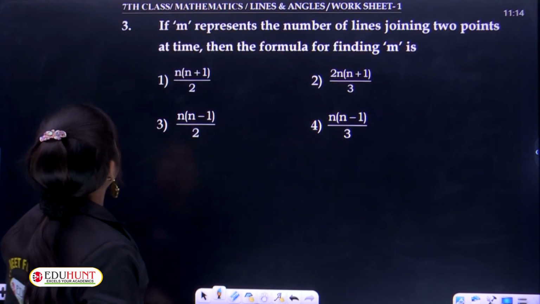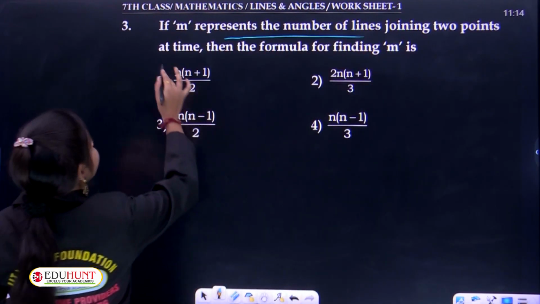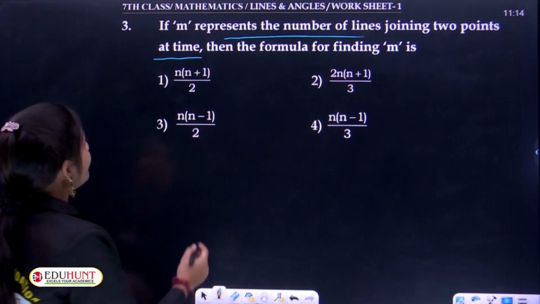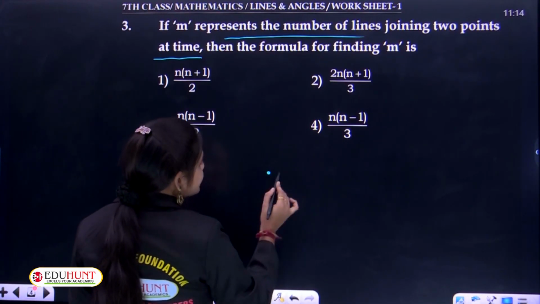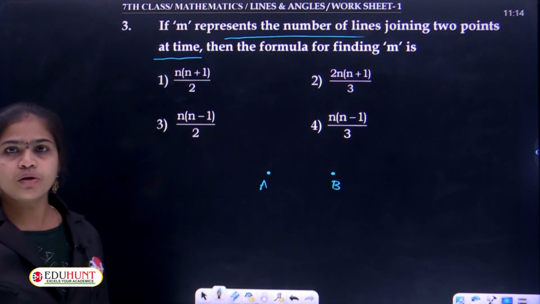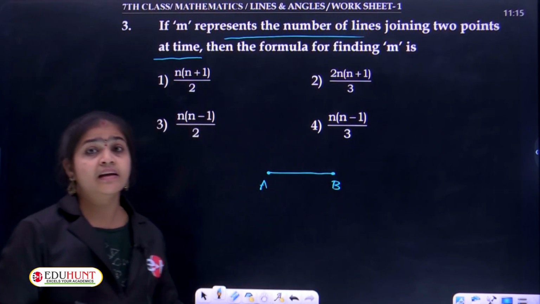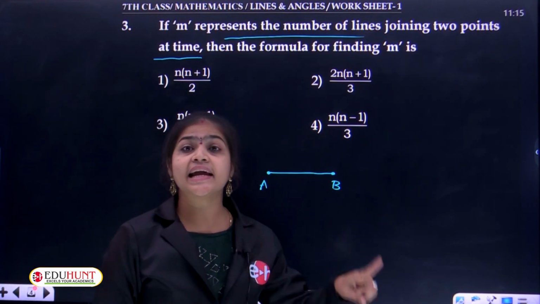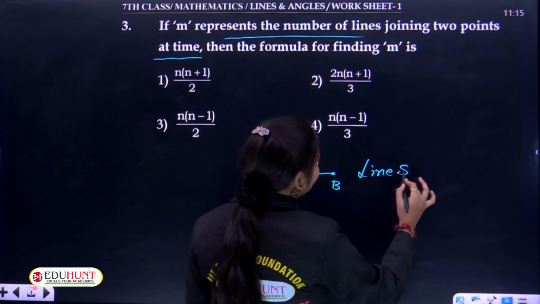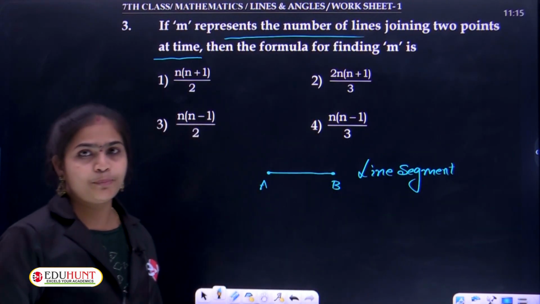Third one, see here. If M represents the number of lines joining 2 points at a time. Lines joining means a line segment joining 2 points at a time. For example, here this is point 1 and point 2, point A and point B. How many line segments can we draw by joining these 2 points? Joining 2 points means that is not a line, that is a line segment. Why? Because a line segment has 2 endpoints.